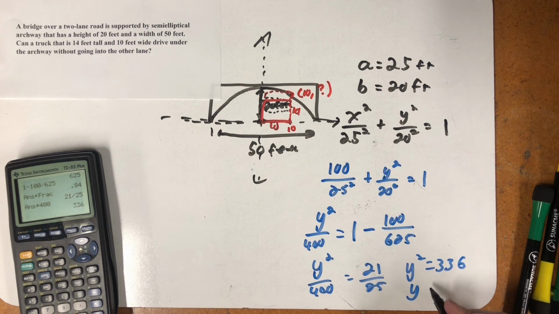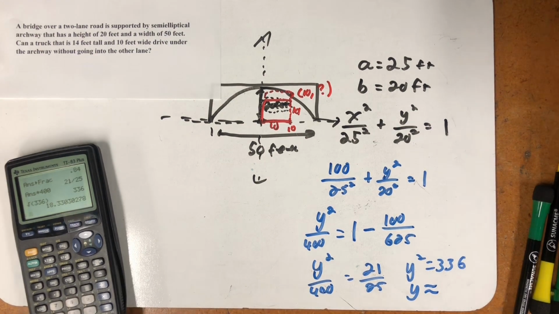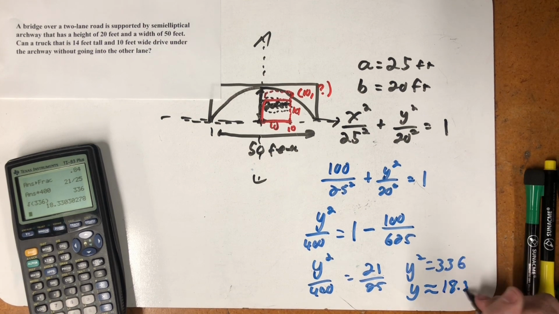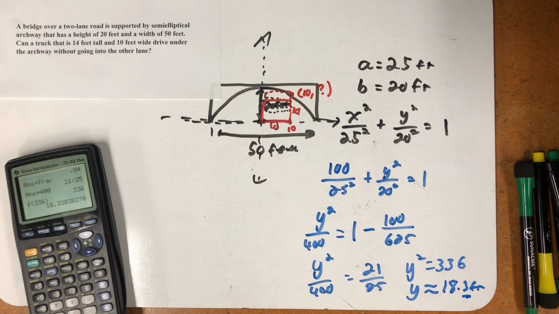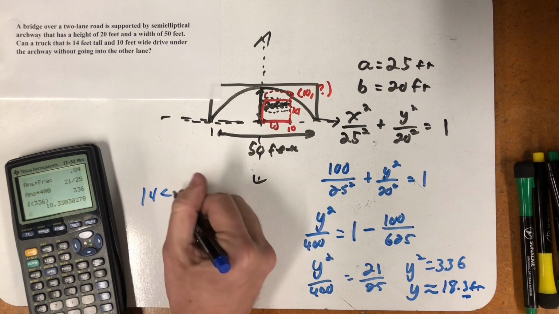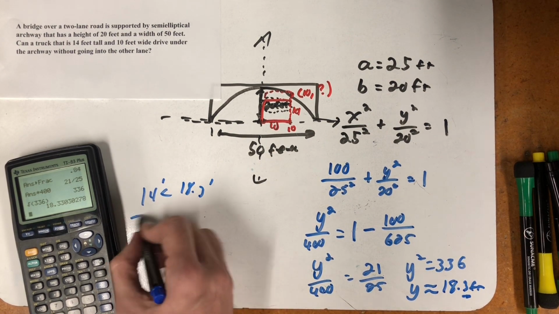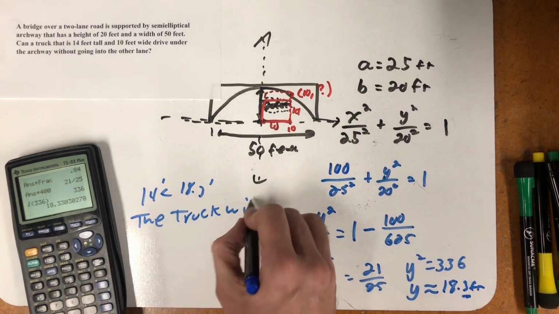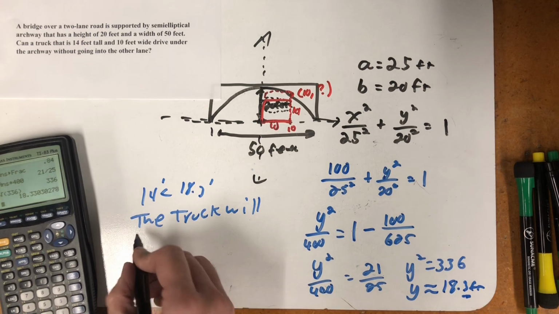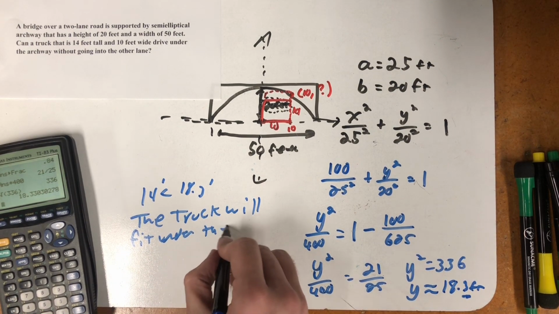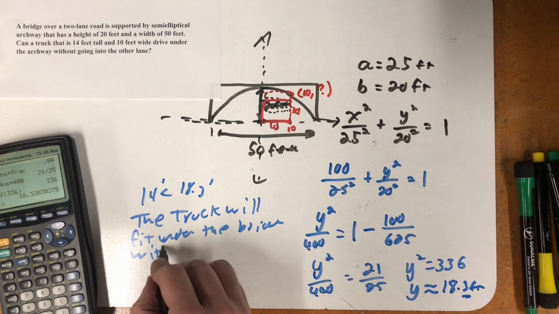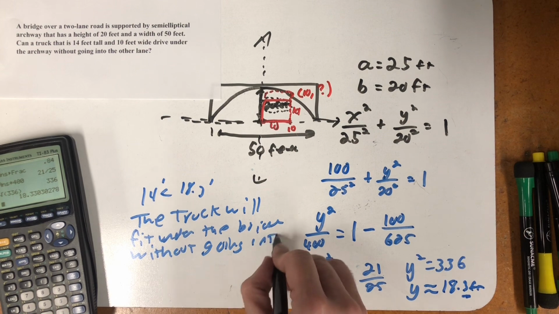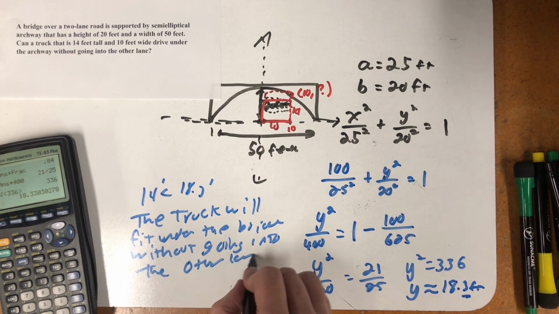And to find a value for y, we can just take a square root. And if our truck's going to fit, I need this number to be more than 14. Well, the square root of 336 is 18.3 feet. And there I've been safe anyway, and I've rounded down. It's appropriate to round that way, because it's 18.33, but rounding down, I'm not going to run the risk of accidentally hitting the bridge. And it turns out that 14 feet, the height of the truck, is less than that, so the truck will fit without having to go into the other lane. And that's it.